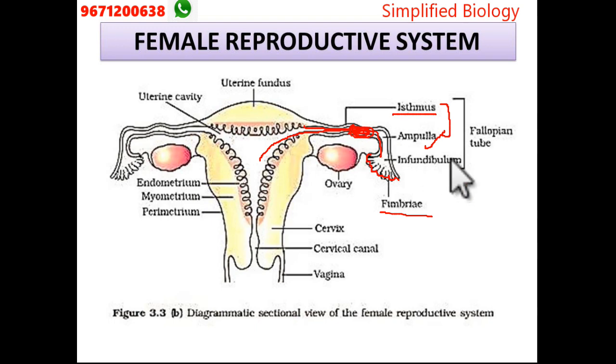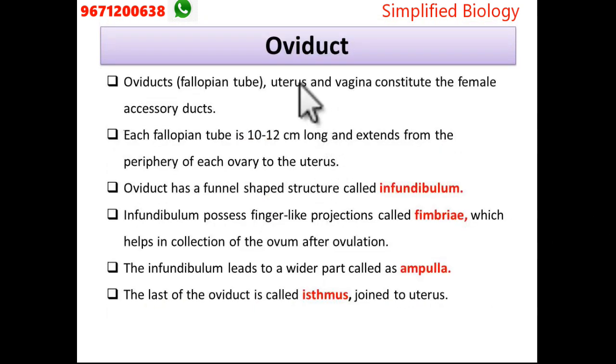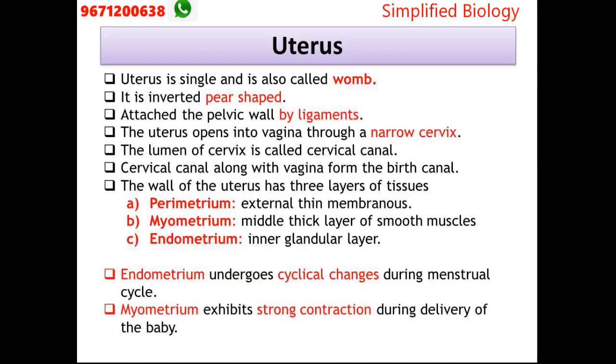Clear, everybody? So just check once again, these are the three major parts. The infundibulum has finger-like projections, the fimbriae. After that, it is connected by a broad part named the ampulla, and after the ampulla is the isthmus, and together they form the isthmus-ampulla junction. Clear, student? After that is the uterus.